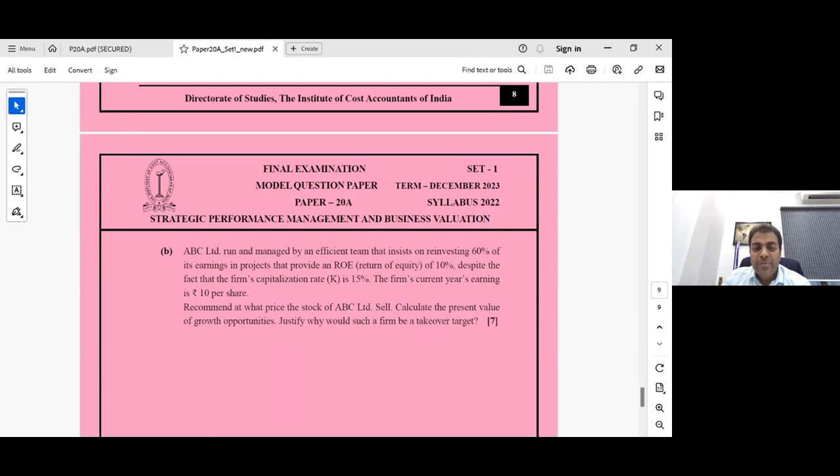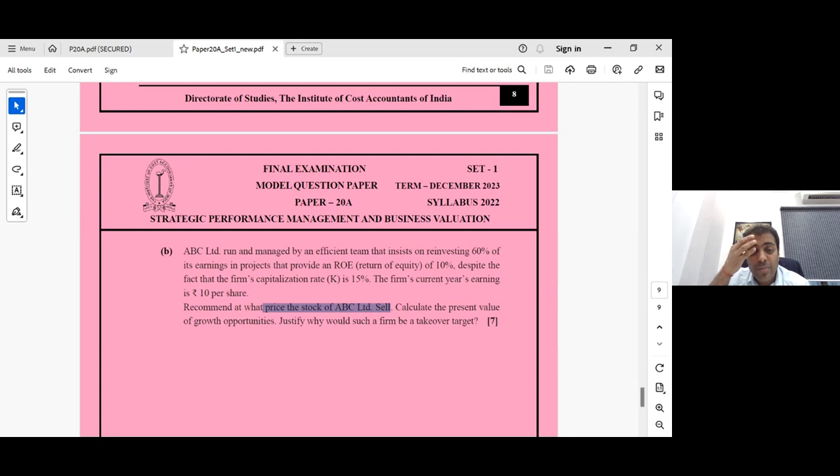ABC Limited, run and managed by an efficient team, insists on investing 60% of its earnings in projects that provide an ROE of 10%. Despite the fact that the firm's capitalization rate is 15%, the firm's current year earnings is 10. At what price would the stock of ABC Limited sell, right? What is the price? So, a simple security analysis question.